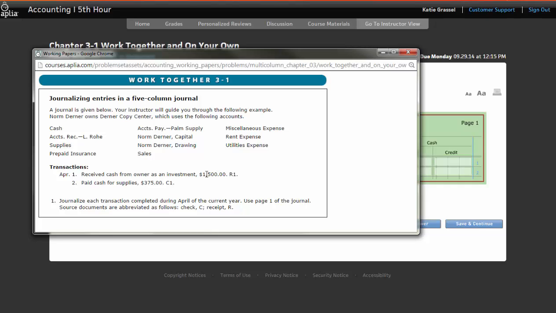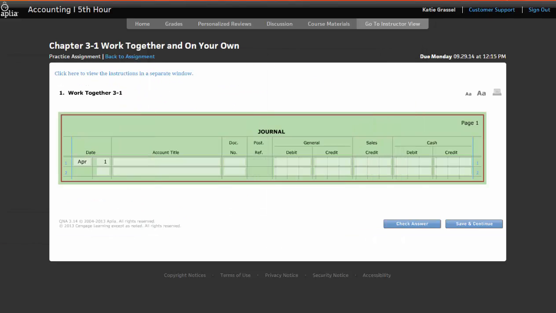Okay? Now, do we have a special column for Norm Dermer Capital? No. Do we have a special column for cash? Yes, we do. Okay? So, why do I need to ask myself that question? I first found out my 2 accounts being affected, then I asked, does either one of them have a special column? And cash does. So cash has a special column, so I have to put right here in the account title, Norm Dermer Capital. And my source document is going to be R1.